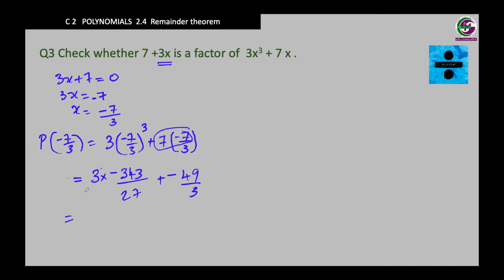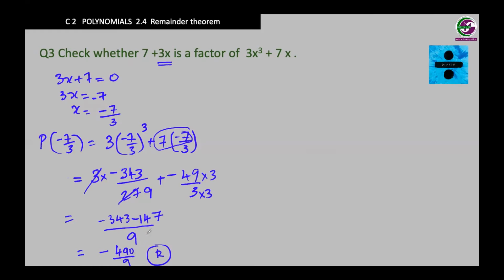Now you can simplify these two. This will be 9. So we have the denominator 9 in the first term and 3 in the second term. So we can make it the same by multiplying by 3. So both the denominators became 9. And in the numerator, we have negative 343 minus 147, which is equal to negative, because both are negative, 490 divided by 9. So that is the remainder.